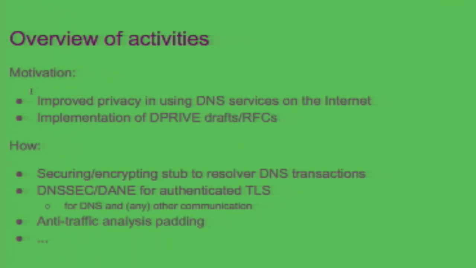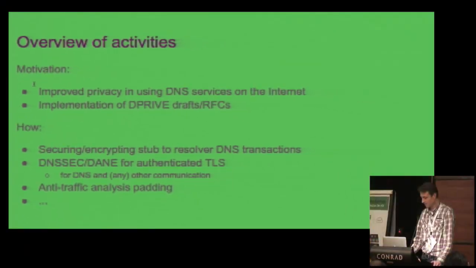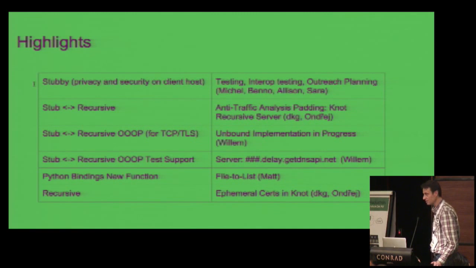Authenticated TLS for DNS, but also for any other connections you set up. Anti-traffic analysis padding, I will come to that later. So these are a number of activities we have done in the past, and also now we continue to do on our tools. So these are some of the highlights. We worked on our stub resolver, some testing, interop testing, come to that later. From the stub to the resolver, we did some padding to implement something like anti-traffic pattern analysis.